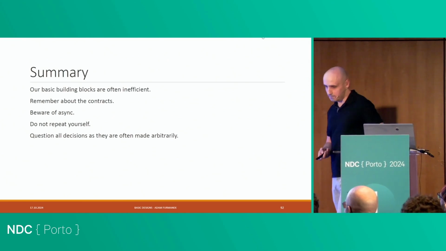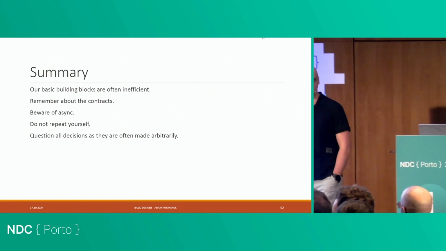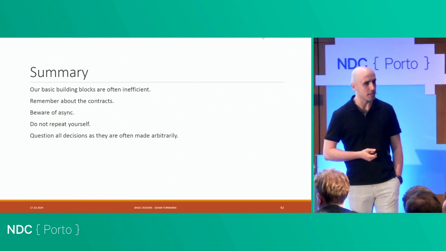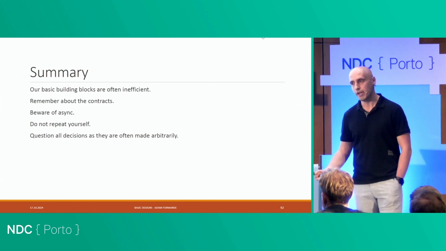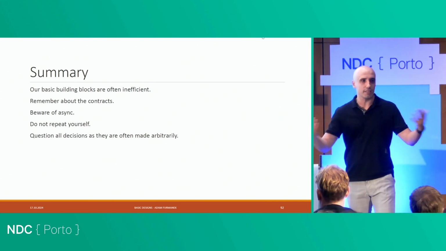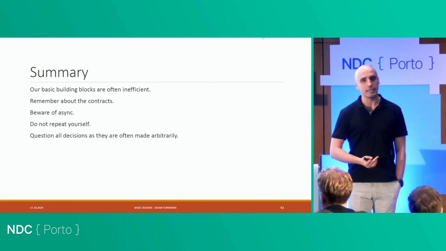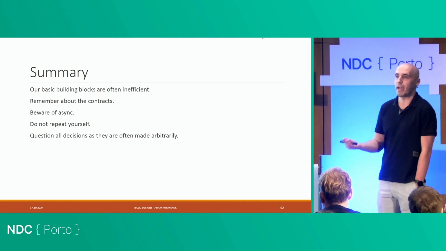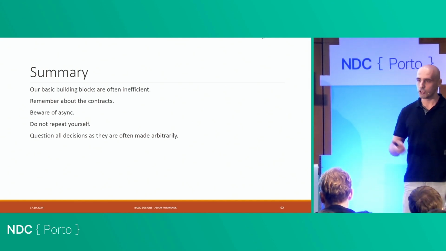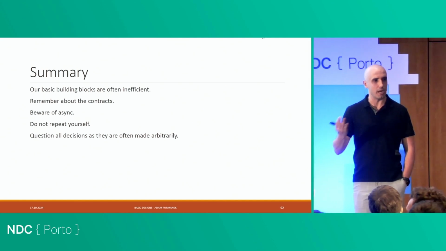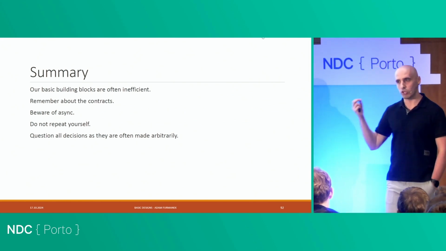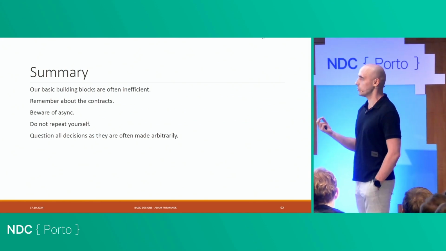So, summary. Many things that we use, they are just broken. That is somewhat because of history. That is somewhat because we just didn't follow the best practices. That is because we just decided it's better, or that's how it works. So remember about those things and just be aware of those. Remember about the contracts. That is the most important part I want to stress here.